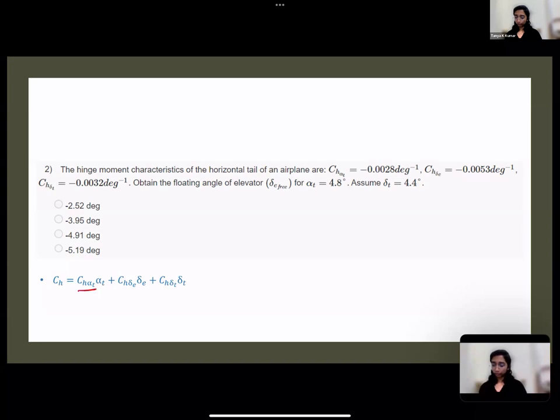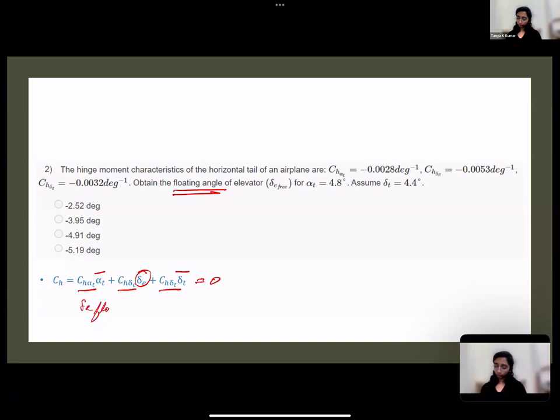They've given you CH alpha tail, CH delta E, and CH delta T. They've given you the angle of attack and delta T, and they've asked you to find delta E. How do you go about doing this? We take CH as 0, equated to 0, because they've asked you for the floating angle of attack. Can you quickly do this and tell me?